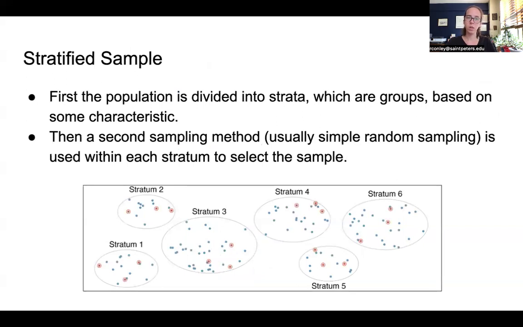Another way we could do the sampling is to use a stratified sample. With a stratified sample, first the population is divided into strata, which is just a fancy name for groups, and we're going to do that division based on some characteristic. Then a second sampling method needs to be used, usually a simple random sample, and it's used within each stratum to select the sample.